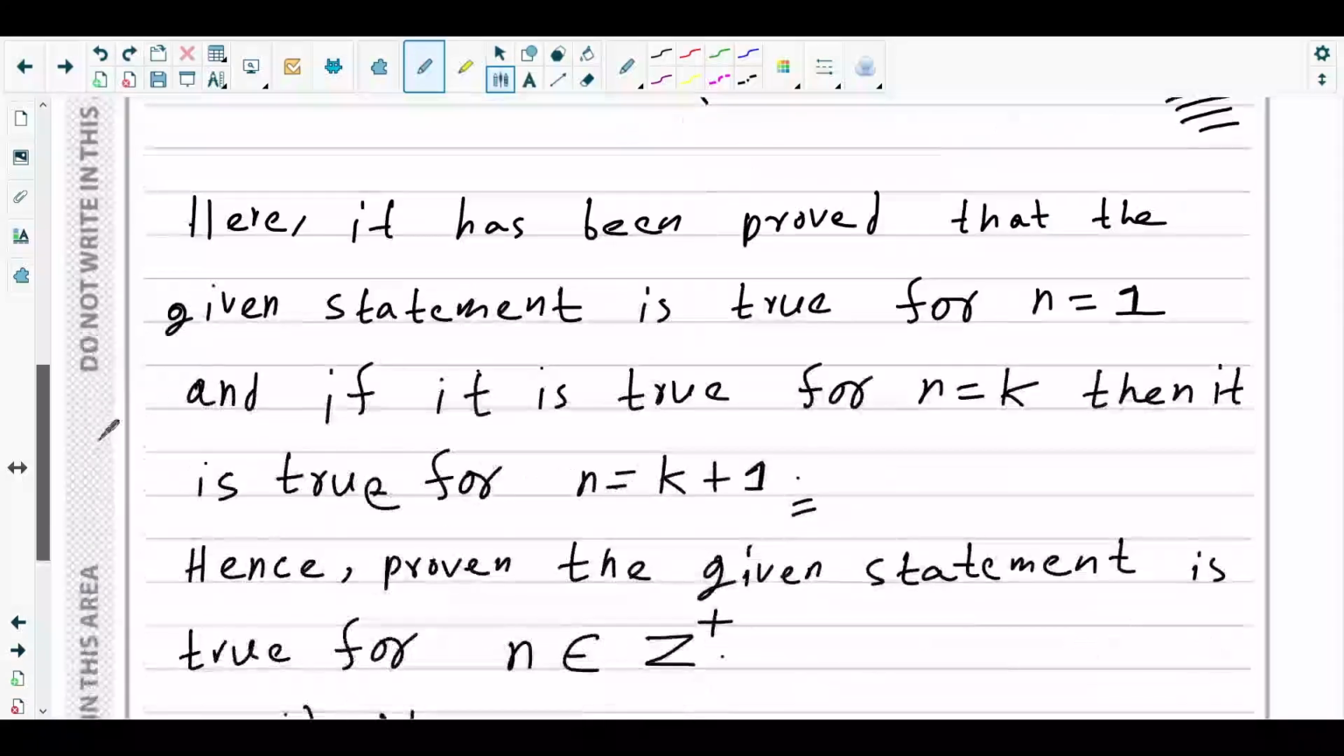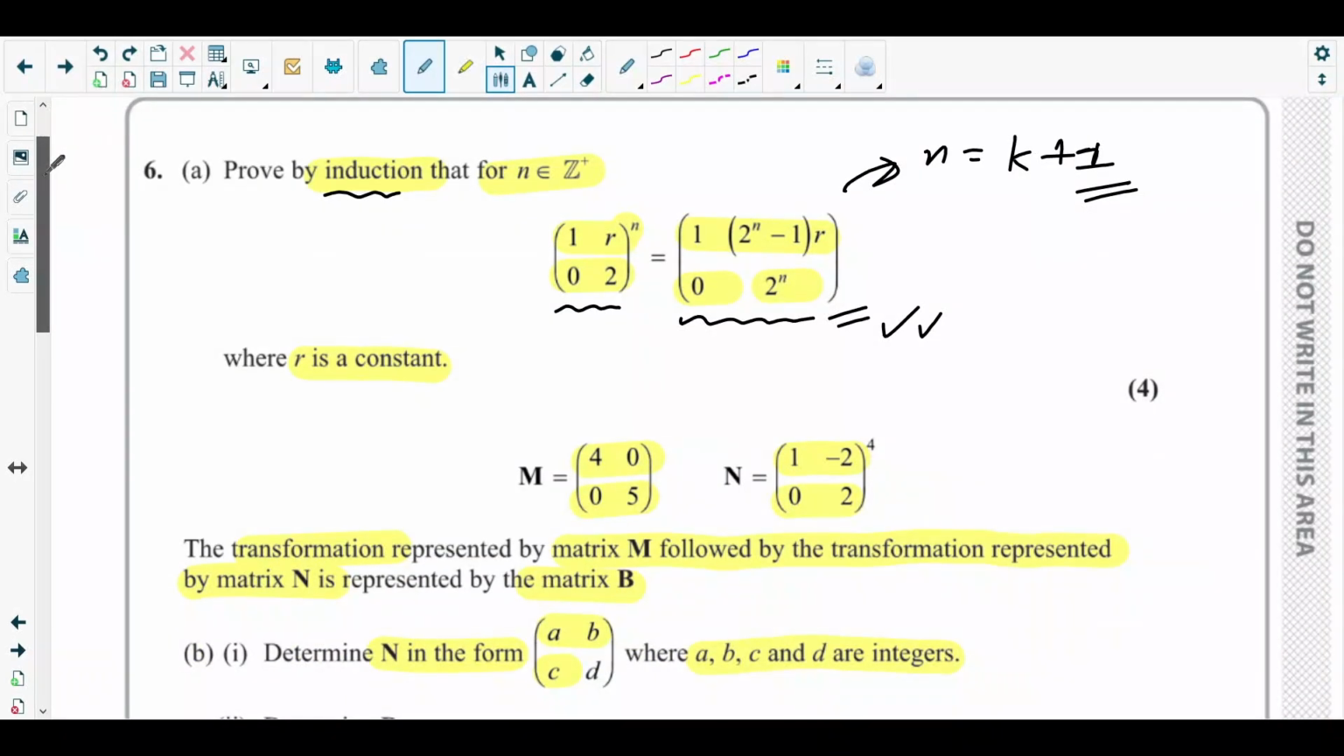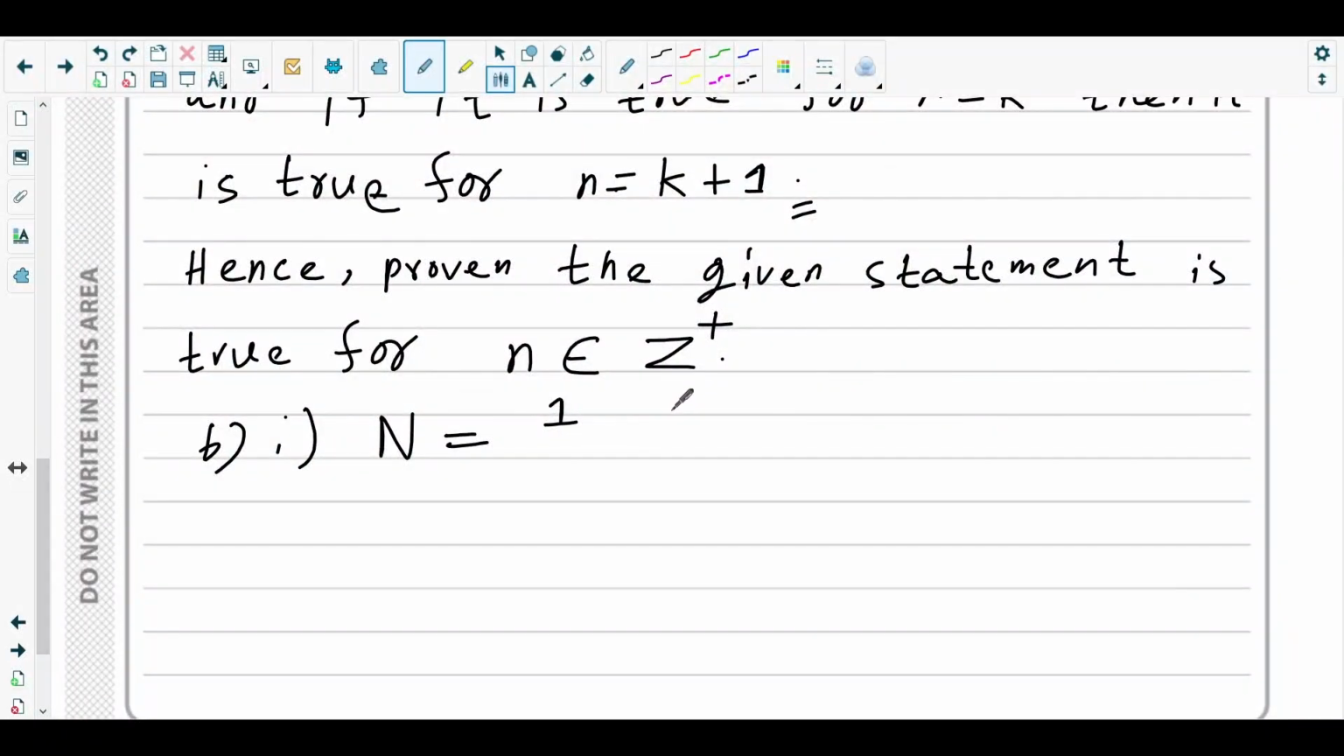So that would give you 1, and then 2 to the power n minus 1, and 2 to the power n. The power n here is basically 4, so 2 to the power 4 is 16. Let me write it down at first. So 2 to the power 4 minus 1 times r. The value for r is basically -2, and this is 0, and this is 16. Is it -2?